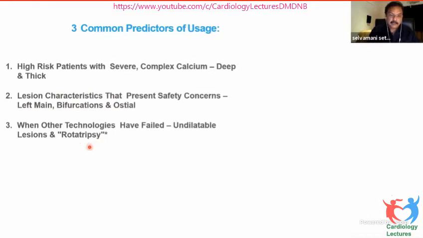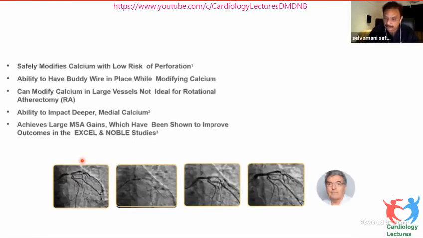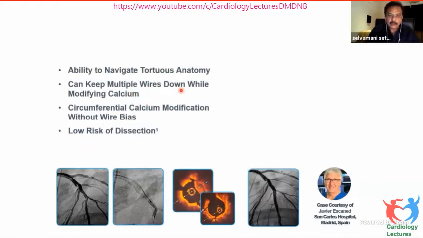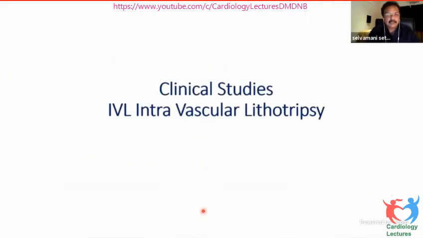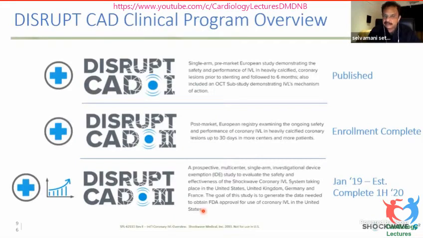And of course, rotatripsy is another terminology: when you cannot take this balloon inside, use rota, make a path for this balloon to go and then take it inside. And you can use multiple wires also, for example buddy wires to take this balloon down, and then still you can use it. Jonathan also says you use a rota burr, create a path, and then take this balloon to dilate. Some important studies are Disrupt 1, Disrupt 2, and Disrupt 3. Disrupt 1 is already published, and the others are on the way now.